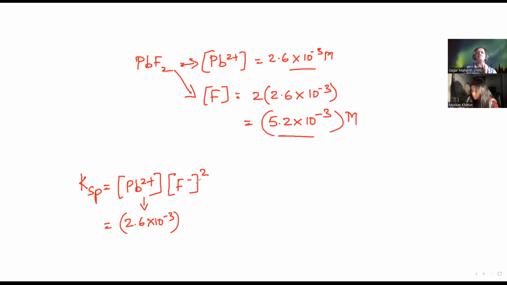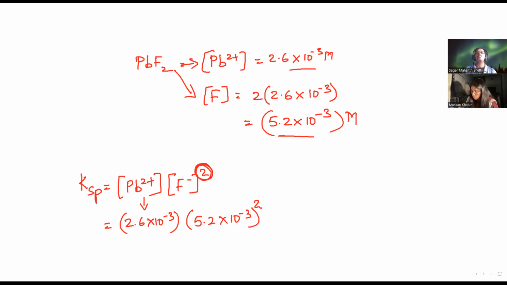Times fluorine. So what's the value for fluorine? 5.2 times 10 to the power of negative 3. But what do we still have here? Then times that by 2, raised to the power of 2. Now you need to find out these values. You have to multiply them and then find out.